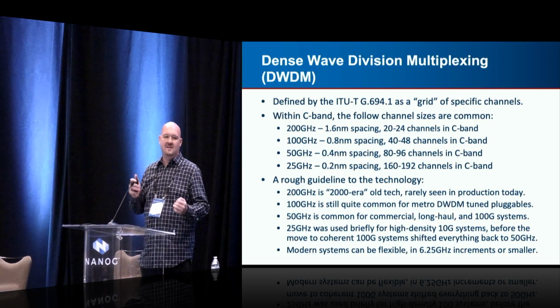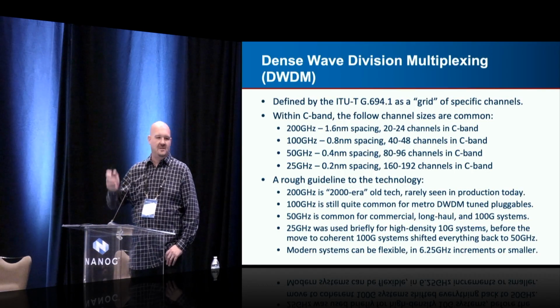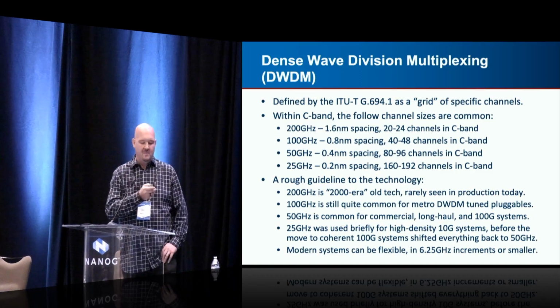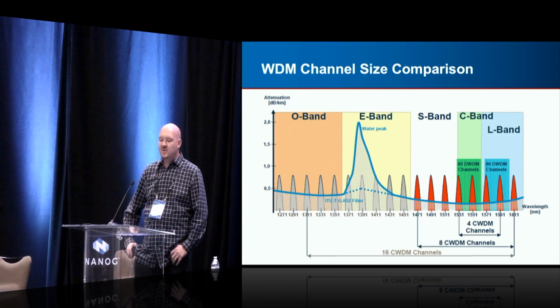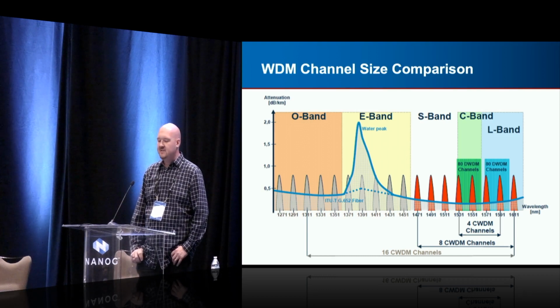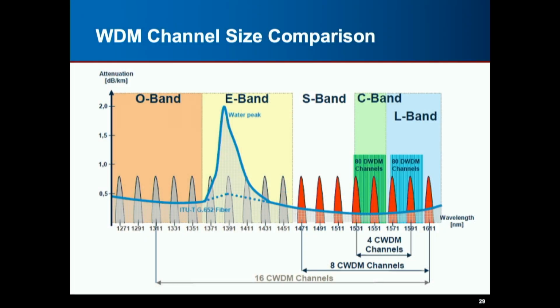So you'll start to see a lot of things going forward. You're not going to see these old, it's just 100 gigahertz, it's just 50 gigahertz. You're going to see more advanced things. So here's a little diagram showing a channel size comparison, just to put it in perspective what a CWDM channel looks like with 4 or 8 or 16 of these versus 80 channels in a 50 gigahertz system in C-band, and what another 80 would look like in L-band. So you see the DWDM channels are much tighter and smaller.